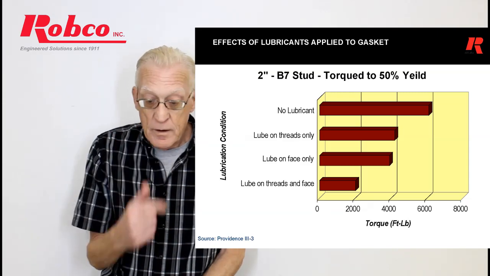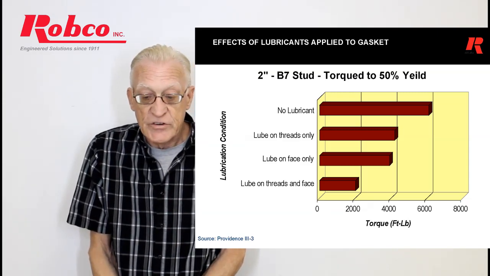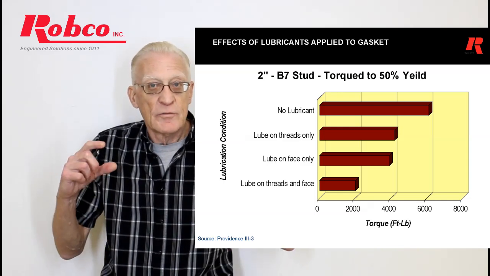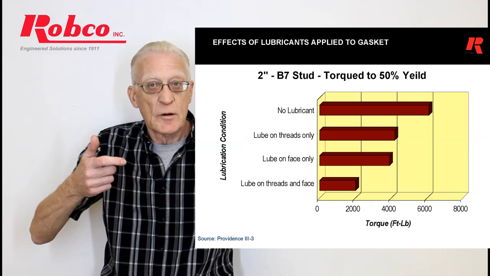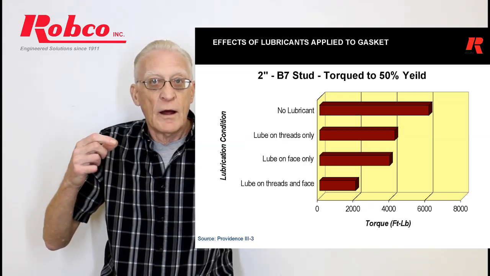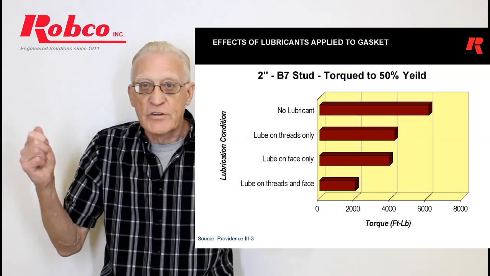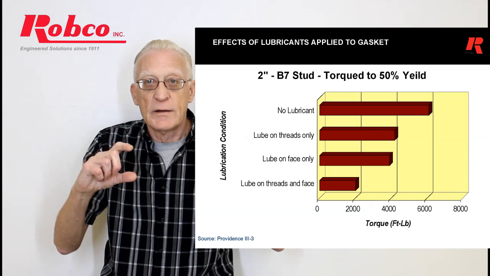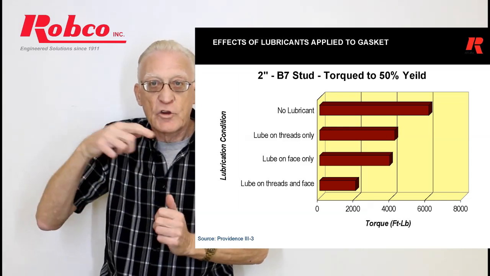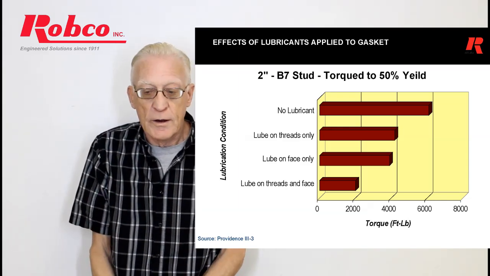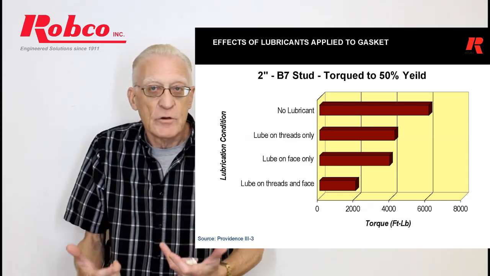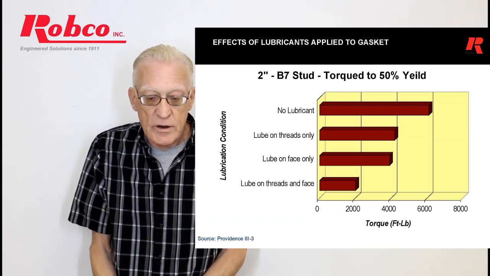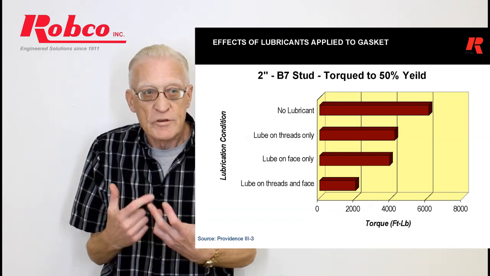In this, we use a 2-inch B7 stud. Now, a stud is different from a bolt in that you have two nuts turning in opposite directions, therefore the bolt stretches. It just goes one way. Whereas if you have a head of a bolt and a nut, it'll actually turn on itself, therefore your torque value is not as accurate. So here we have a 2-inch B7 stud, torqued at 50% yield.